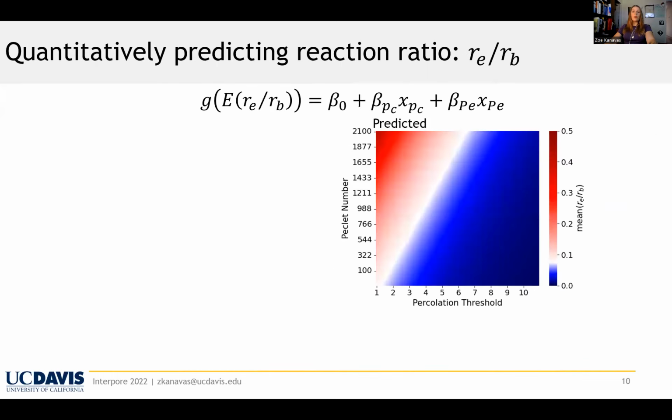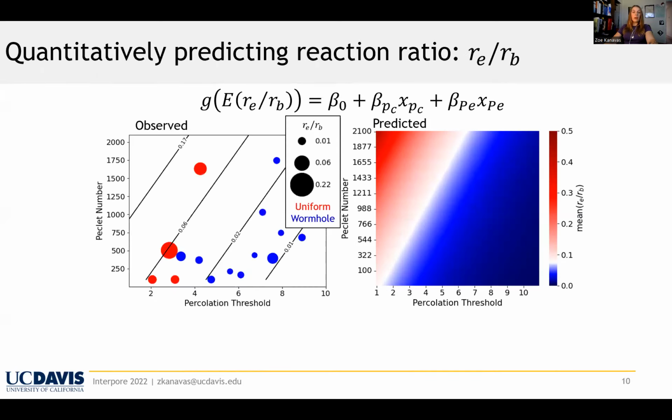The best model we found so far is the linear combination of the percolation threshold and the Péclet number. Here shown are the results of the predicted space for the range of Péclet number and percolation threshold that we have been working with. Blue indicates lower reaction ratio, red indicates higher reaction ratio. On the plot on the left, we can appreciate that this does a pretty good job at capturing the reaction ratios for our heterogeneous structures.